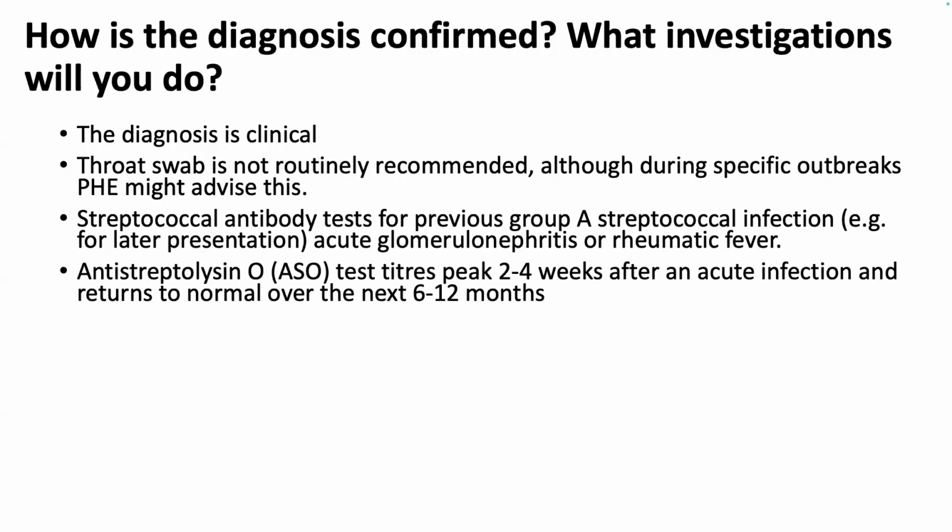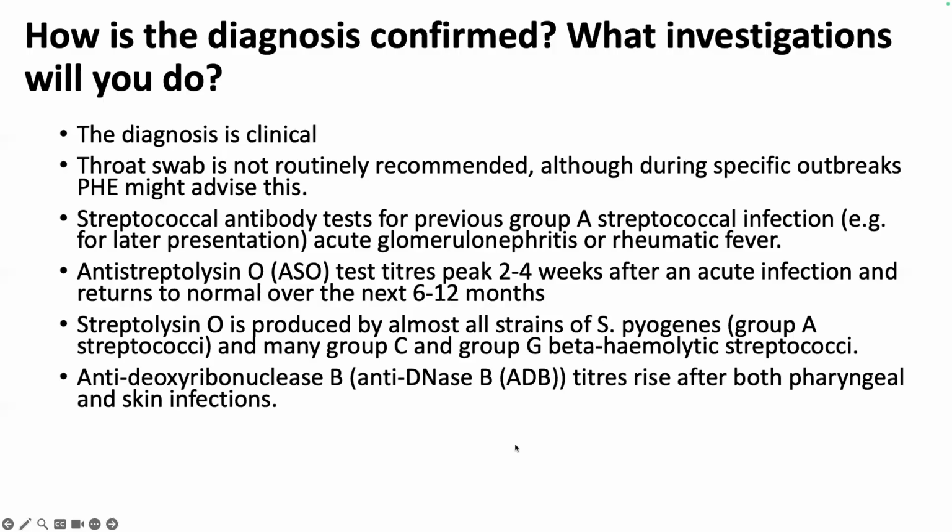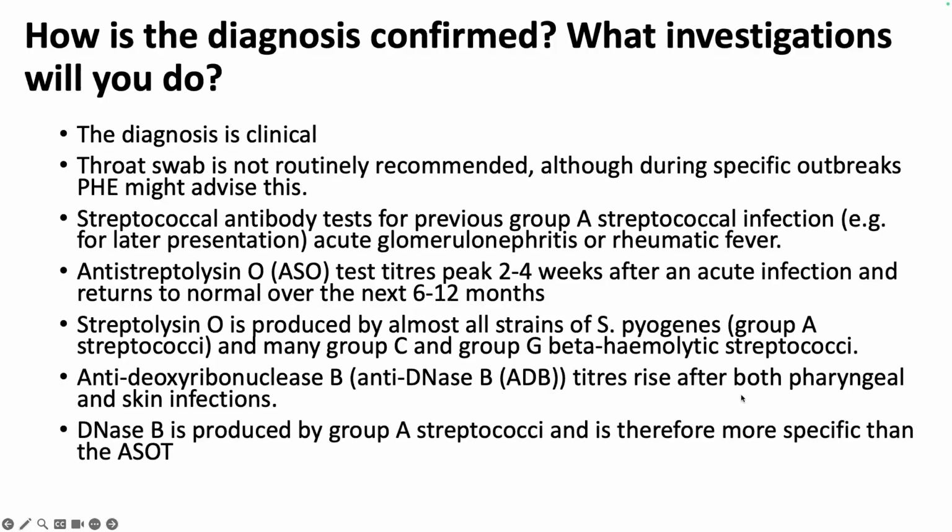Those peak post-infection, so the ASOT comes 2 to 4 weeks after infection, and then slowly goes back to normal. We can test this because it's produced by almost all strains of Strep pyogenes, but it can also be produced by other streps, so it might not be the perfect test. The anti-DNase B titer goes up after both throat and skin infections, so that could be a helpful test for you. It's a bit more specific. It's only produced by group A strep.